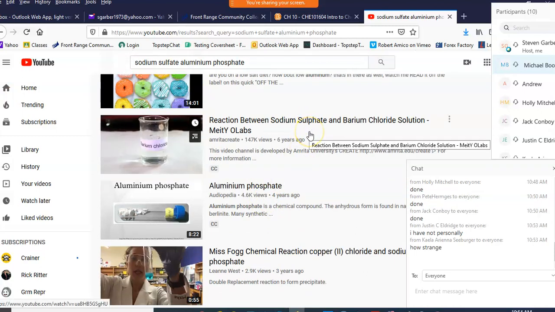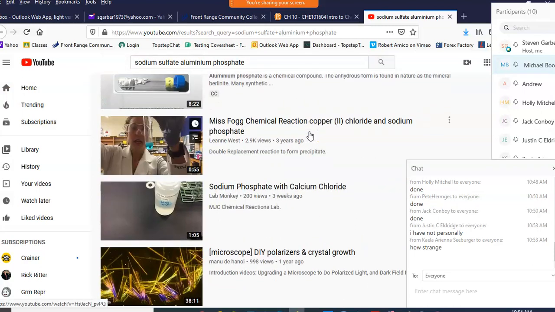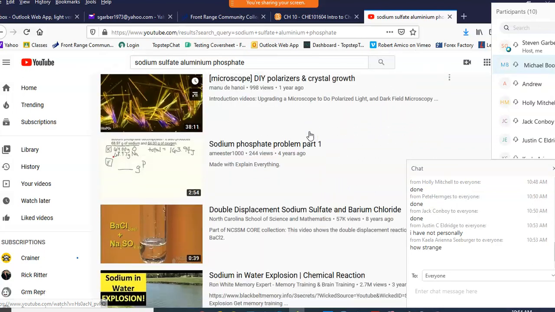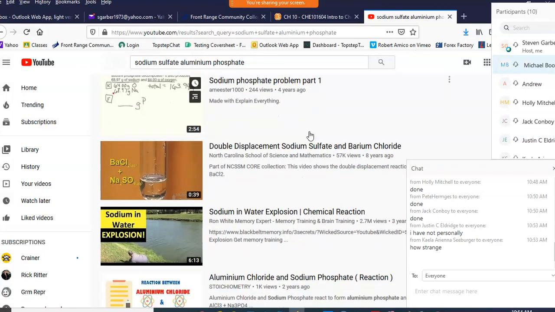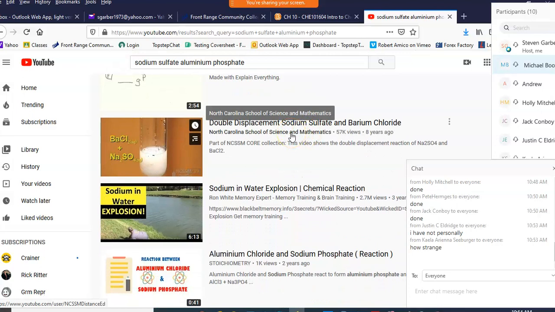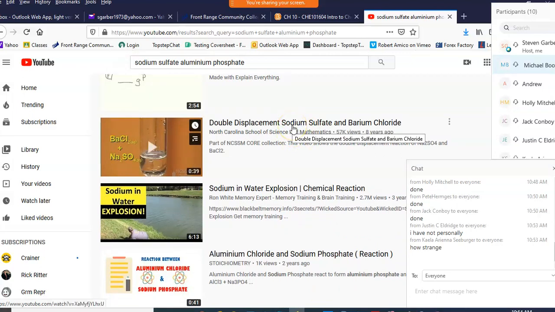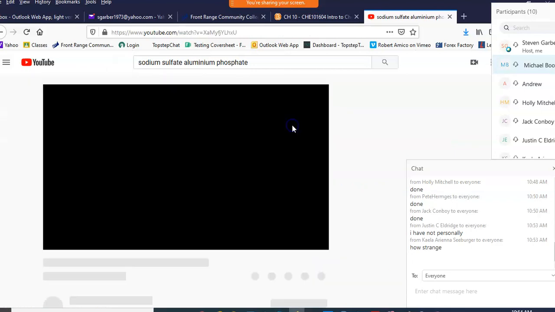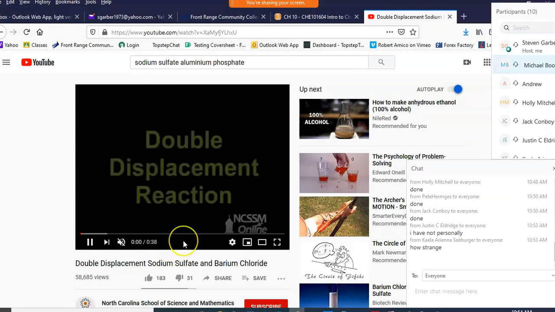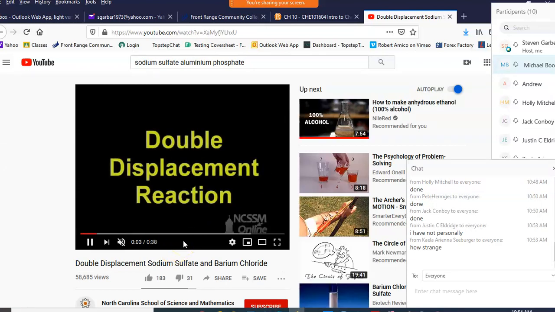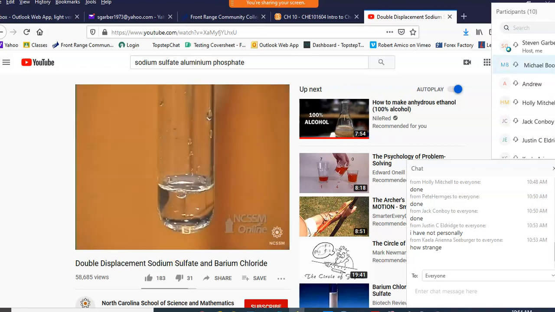Reactions between sodium sulfate and barium chloride. Well, they might not even have it. Let's do the barium chloride; it'll basically be the same thing. Here, let's do another practice problem.